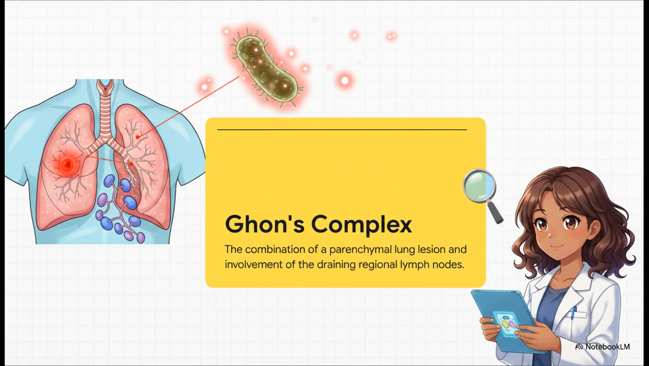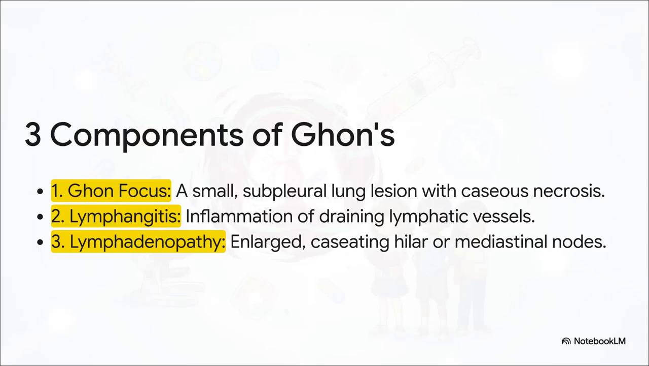The Gon's complex is not just the lesion in the lung parenchyma. It is the combination of that lung lesion and the involved regional lymph nodes. You have to mention both to get the marks. It's the whole package.